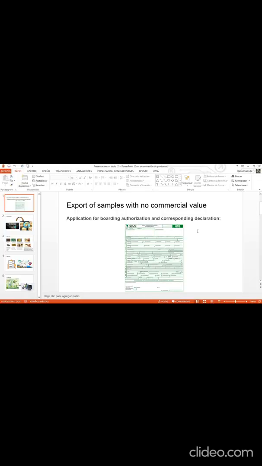Export of samples with no commercial value. Application for boarding authorization and corresponding declaration. The application for boarding authorization and the corresponding declaration shall be processed in the manner provided for in this decree for definitive export, with a single shipment and definitive date.